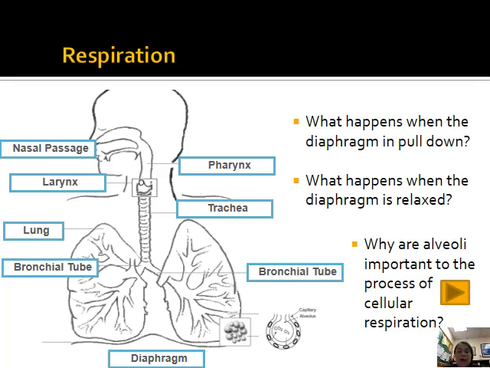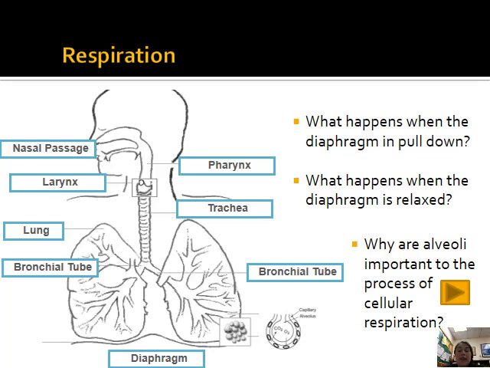When the diaphragm is pulled down, what happens is there's more space inside the chest cavity, which lowers the air pressure. This forces air through the nasal passage, down the trachea, into the bronchial tubes, and the lungs and the air sacs called alveoli will fill with air. Gas exchange will occur between the alveoli and the capillary.